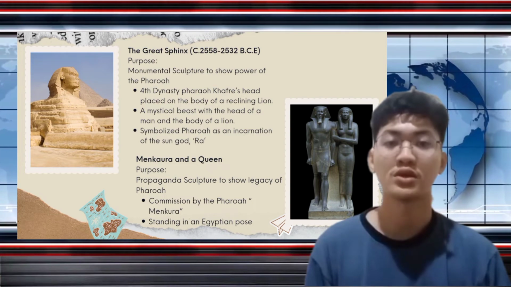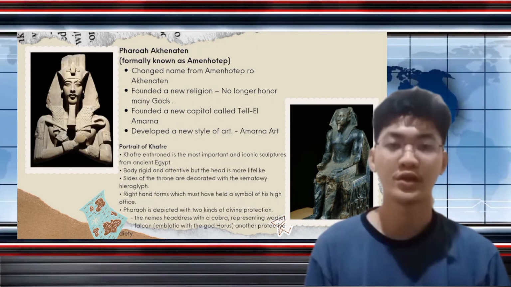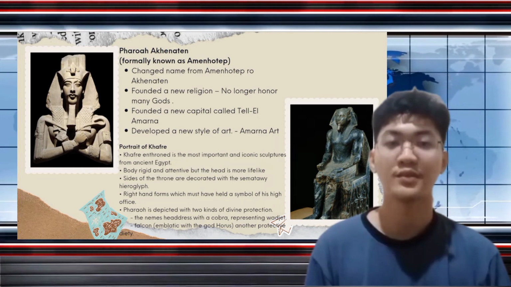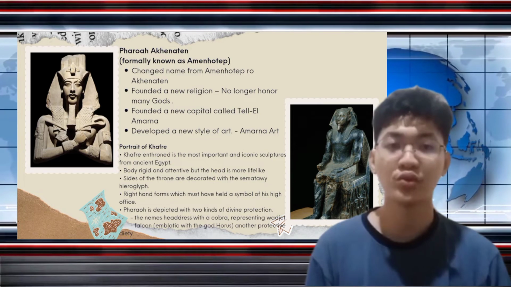Pharaoh Akhenaten, formerly known as Amenhotep. He changed his name from Amenhotep, Amen being the important god in the New Kingdom.